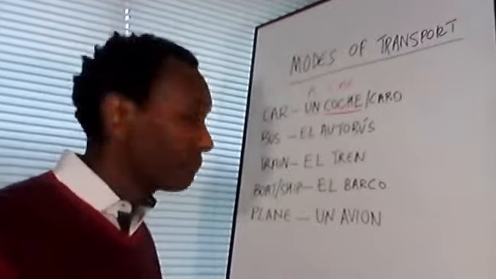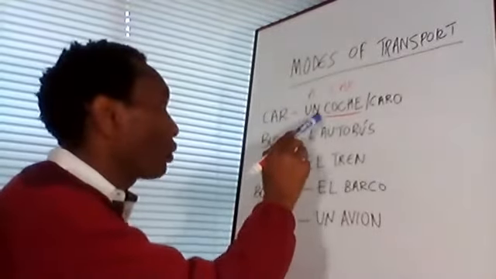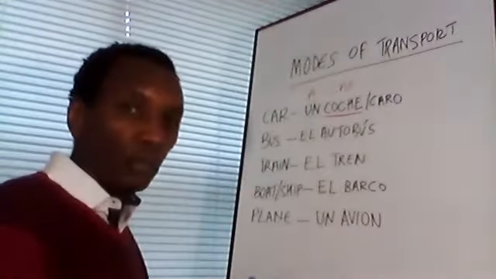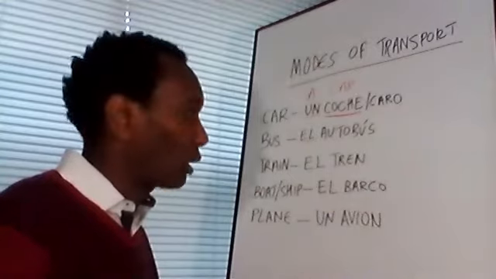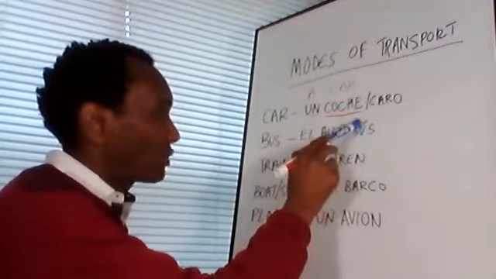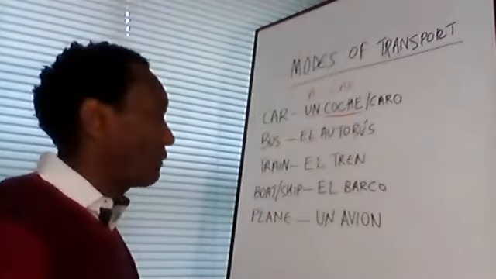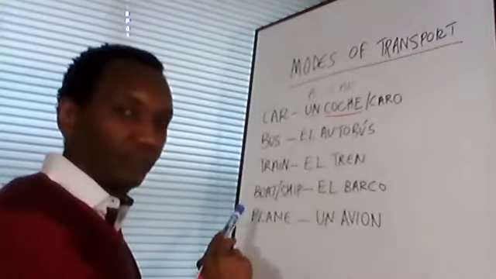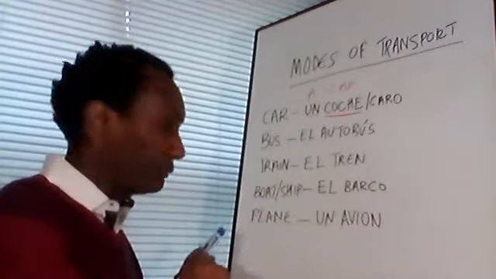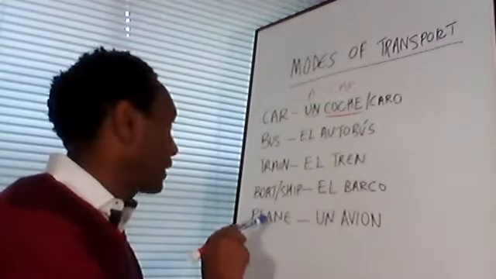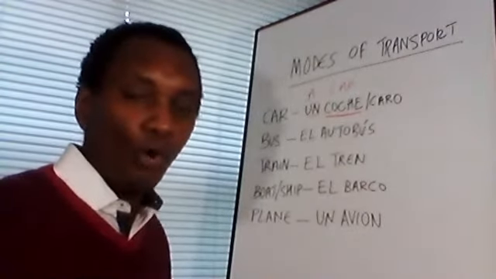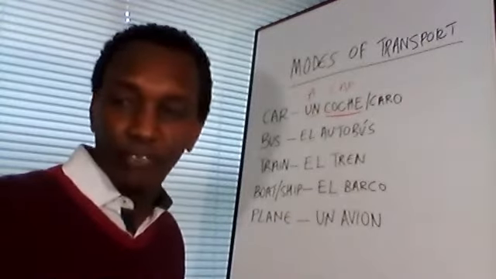So let's go over it again. Car is un coche, and there are people who call it carro, and it's still considered correct. Bus is el autobús, and you see that accent there, it means there's a stress on that word. Train is el tren, boat or ship is el barco, and a plane, airplane, is un avión. And voila, there we go, our modes of transport and our lesson for the day.